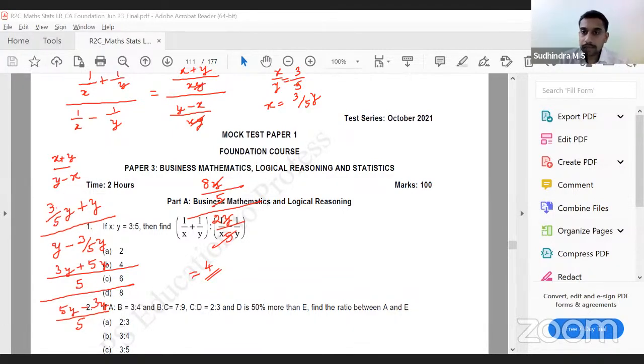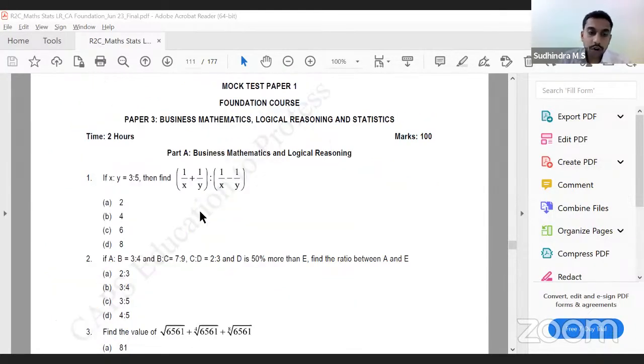Done? Yes, sir. Question number 2. If A is to B is 3 is to 4, B is to C is 7 is to 9, C is to D is 2 is to 3, and D is 50% more than E, find the ratio between A and E. 3 is to 5?